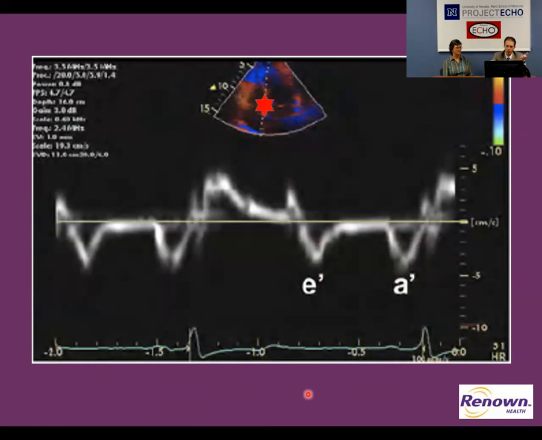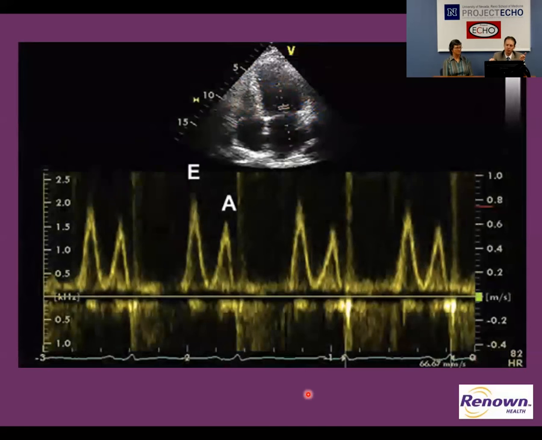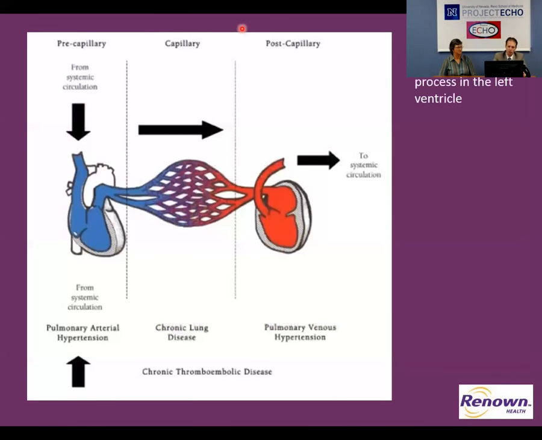And so, we also measure those at the leaflet tips of the mitral valve, and we see at early filling and in later atrial contraction, which is the A wave. So anyway, there are some echocardiographic parameters that we use for these things, but what we're really talking about is this problem of progressive pulmonary venous hypertension.